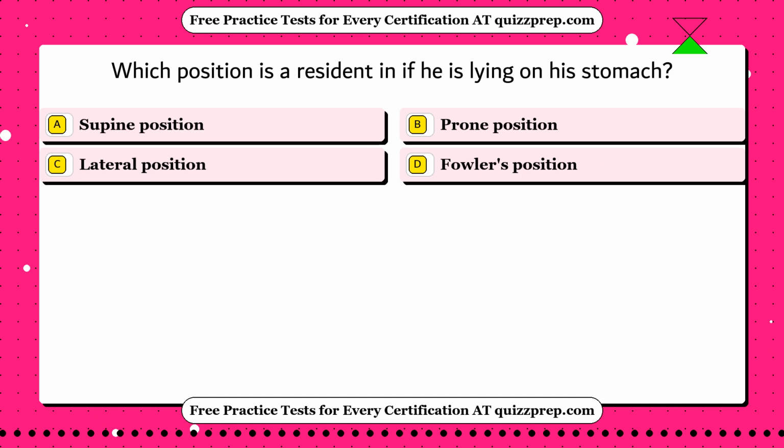Question 29. Which position is a resident in if he is lying on his stomach? Option A, supine position. Option B, prone position. Option C, lateral position. Option D, Fowler's position.